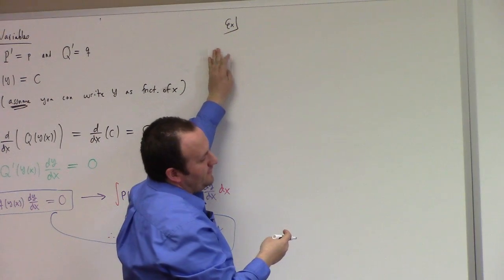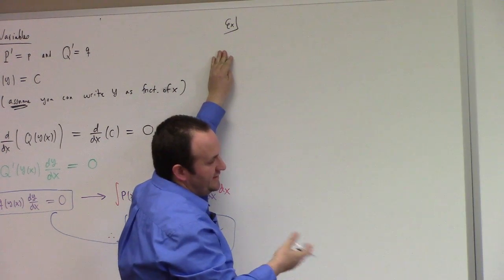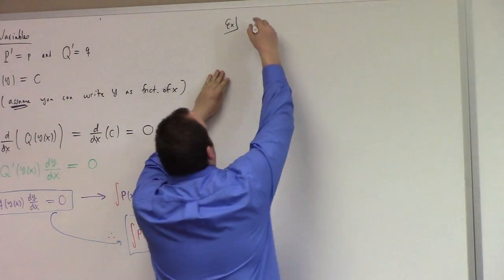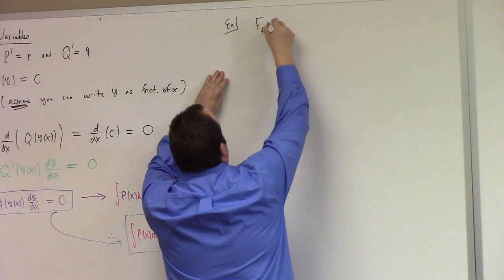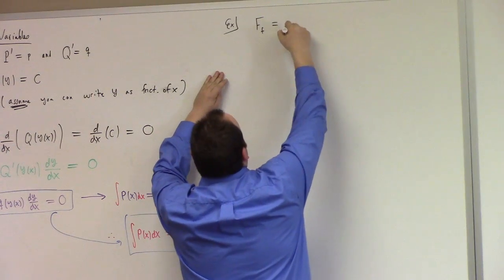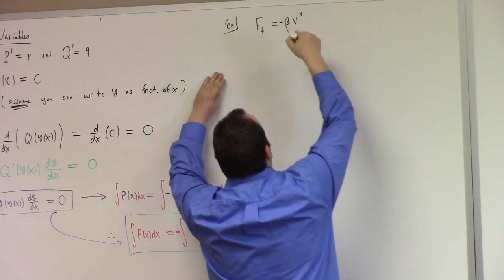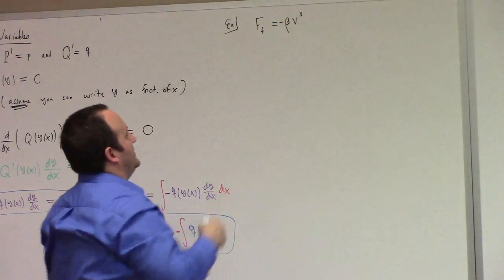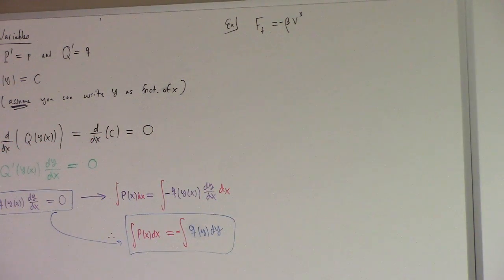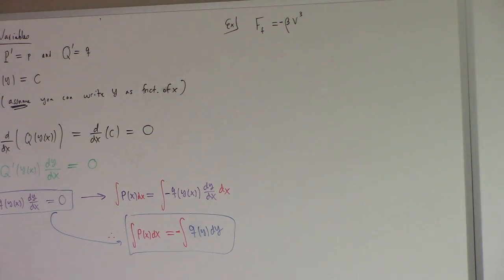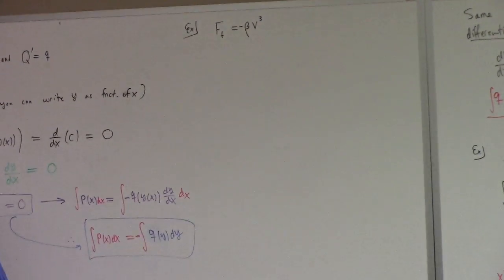Let's see here. There's an example in your homework which is kind of physicsy. I want to talk about that for a little bit. So we could talk about a force of friction, which was something like minus beta v cubed, where v is the velocity. And you could ask questions like, okay, so if the force of friction is this for a particle with mass m, what's the velocity as a function of position? What's the velocity as a function of time?